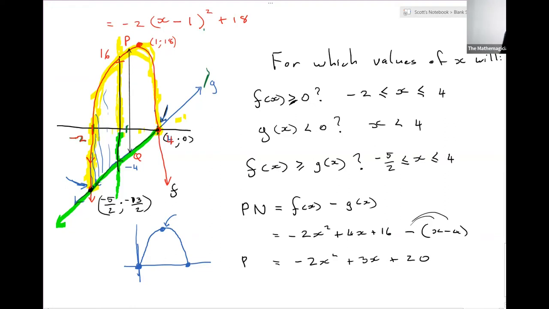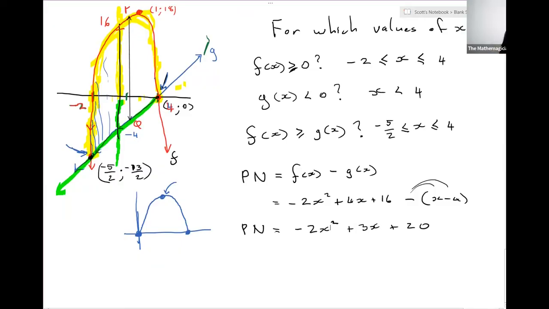This PQ now, what does that mean? That represents the distance between the functions. That PQ is a function of distance. Why is it quadratic? Well, as we said earlier, the distance is going bigger, to a maximum, and then smaller, so it makes it quadratic.